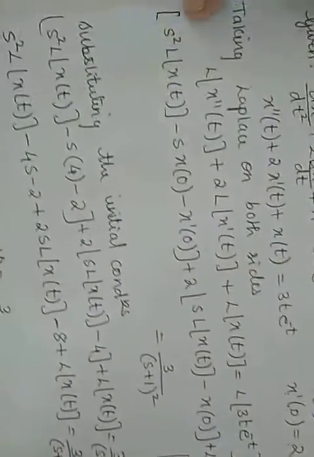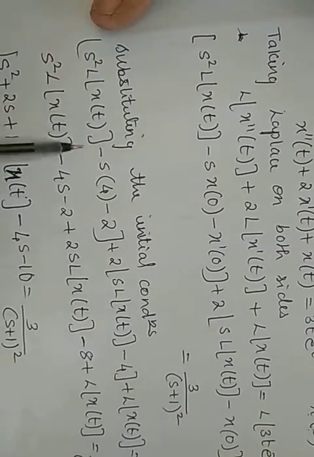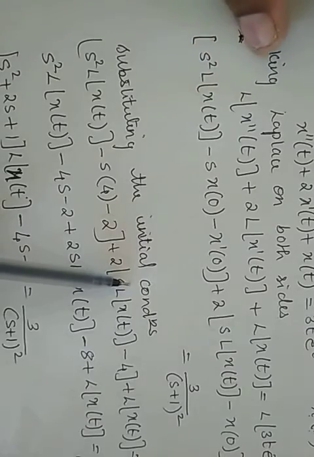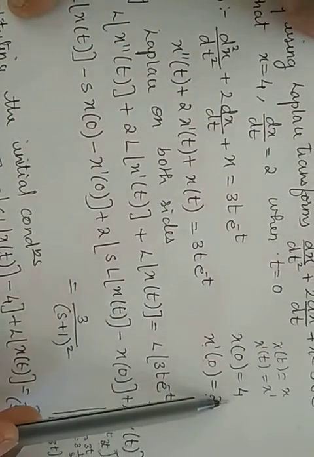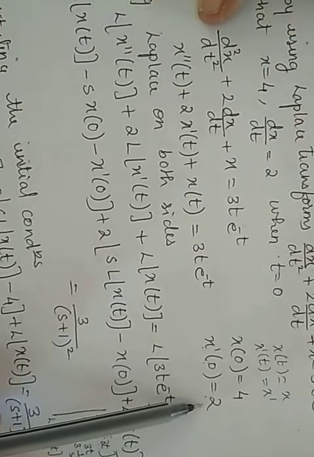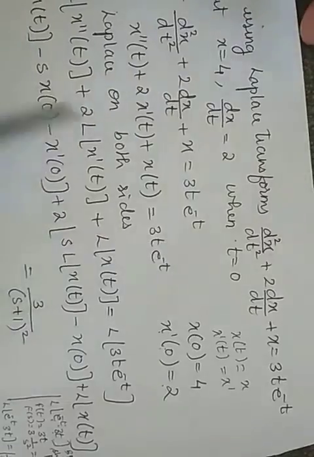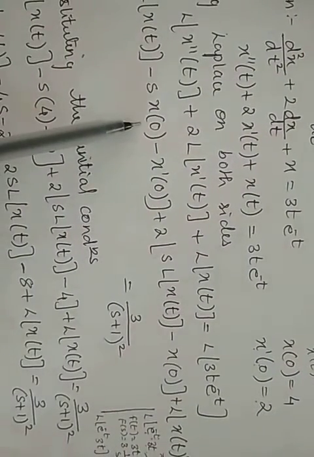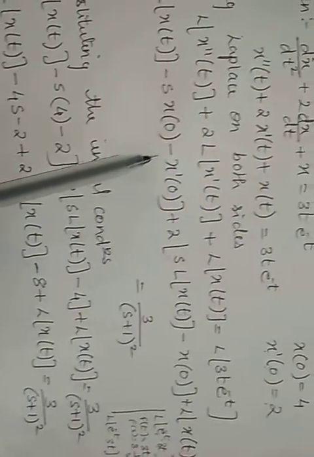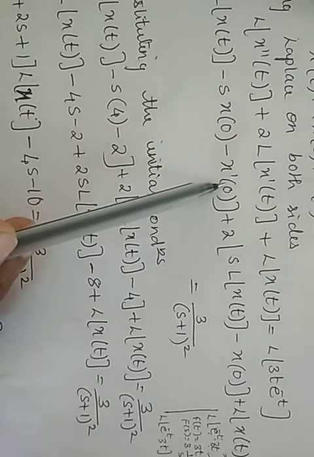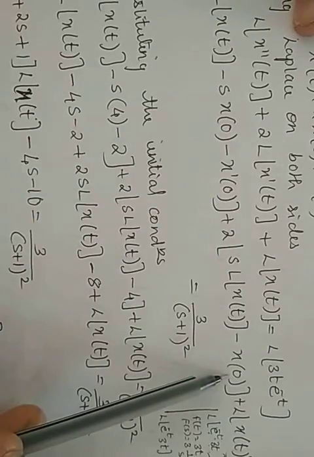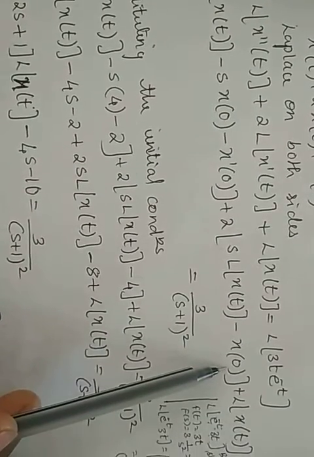Once we get this answer, now substitute the initial conditions. What are the initial conditions given here? x of 0 is 4 and x dash of 0 is 2. You need to take them like this for the given conditions. So x of 0 is 4 and x dash of 0 is 2, so here it becomes 4 and this is 2.